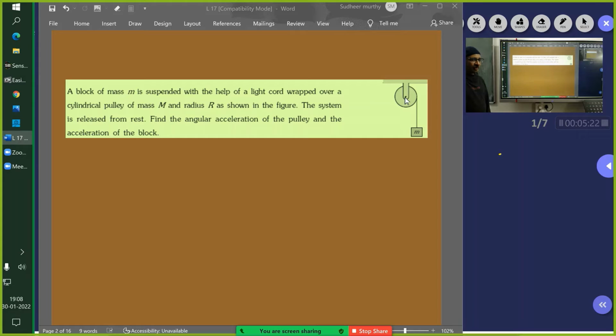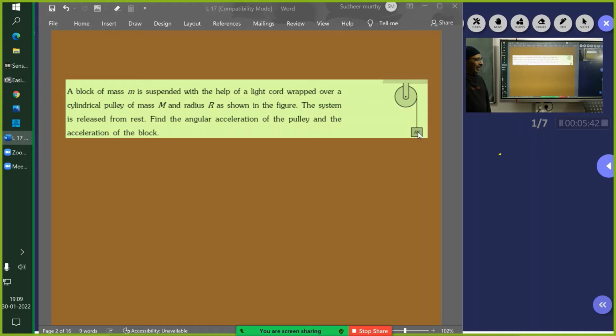mg minus tension by total mass. If this pulley is massless, this capital M is equal to 0, then what is the acceleration of the string? G. Yes, sir. It is g only, correct?